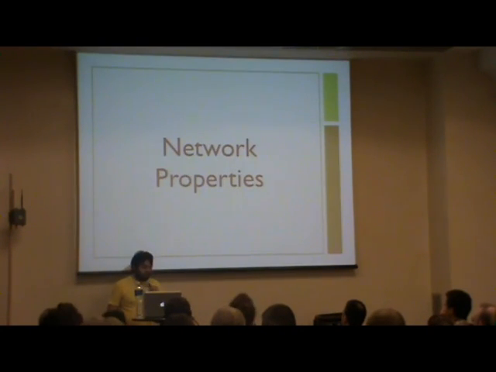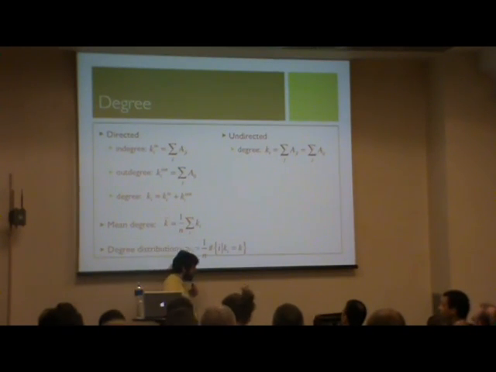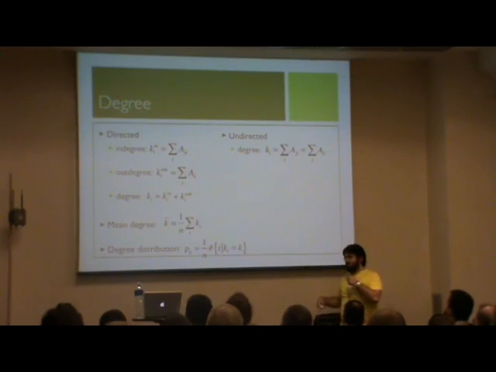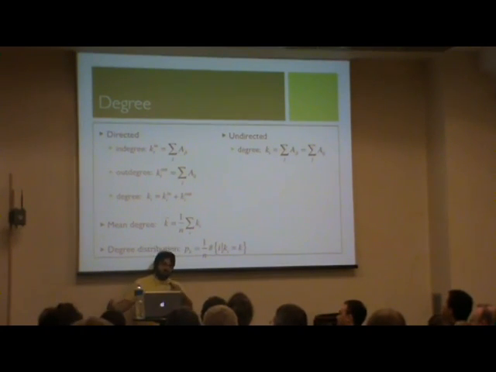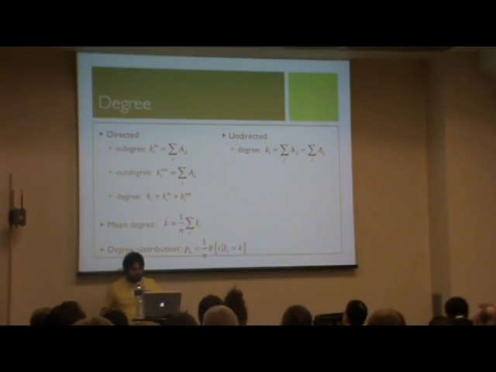And now we jump to network properties. Here is a very boring way to define the degree, which basically is just the number of edges incoming in a node, okay? The in-degree is the number of incoming edges, the out-degree the number of edges going out from the node. But since we mostly have undirected networks, it's just the number of edges of the node.